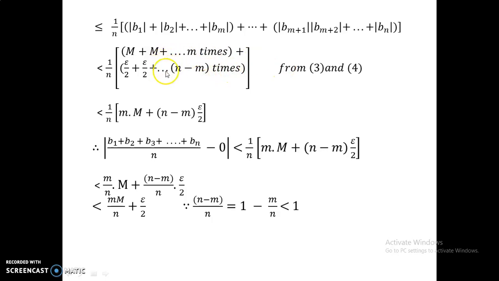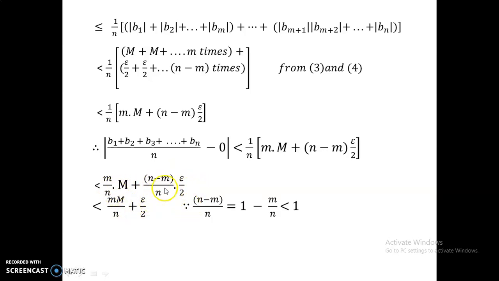Using that from 3 and 4 we need to have this term here. So as we know, this is m times capital M and this is n minus m times epsilon by 2. So which means this is what we have there in the left hand side. So then we have taken that m by n times capital M, plus n minus m by n times epsilon by 2.